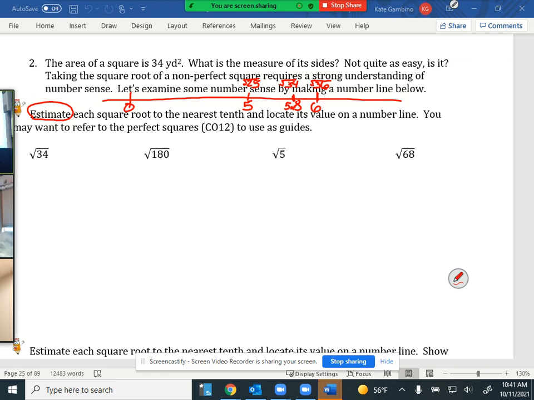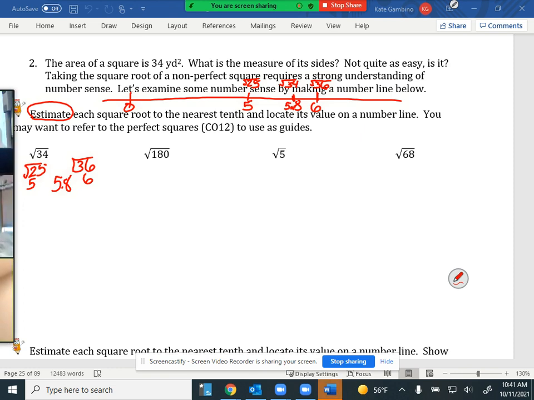So an estimate of the square root of 34, we know it's going to be between the square root of 25 and the square root of 36. So on that number line, it looks like it would be about 5.8 because it's bigger than 5, not quite as big as the 6. So that would be a good estimate.